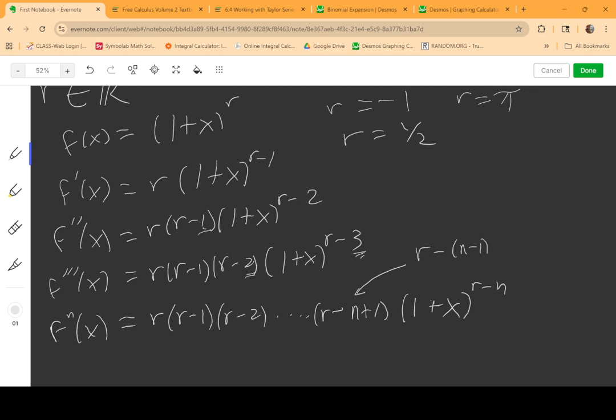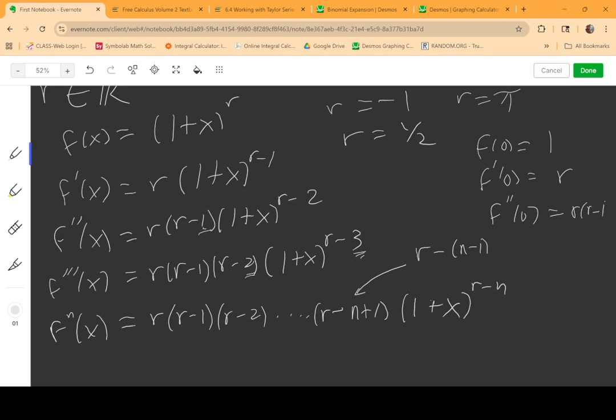Okay, so that would be the nth derivative here. Now, centered at 0, f of 0 is 1, f prime of 0 is r, f double prime at 0, right? So when that happens, we just get 1 to some exponent, which is always 1. So really we're just left with the coefficients here.